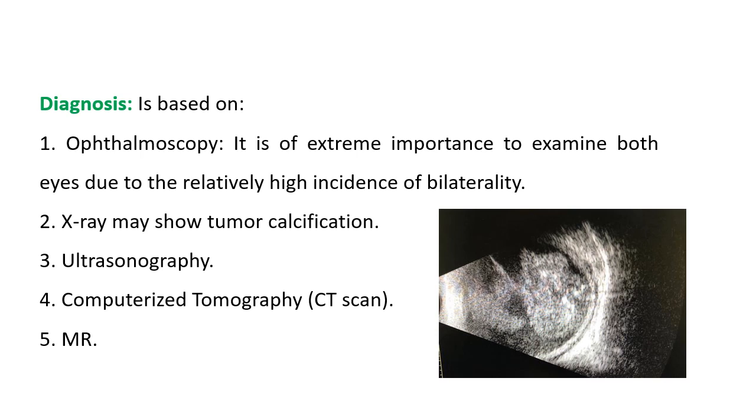We can do CT, computerized tomography of the orbit, and we can do MRI. CT and MRI also give us a picture of extraocular extension of the tumor, if there is any extraocular extension, or optic nerve invasion.